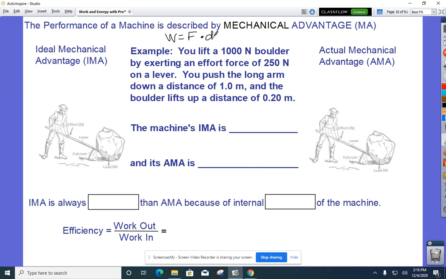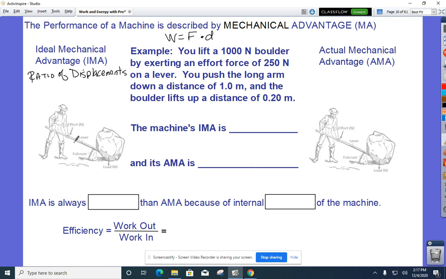You see that there's two portions of work. There's a force and a displacement. Well, ideal mechanical advantage is a ratio of the displacements. You might even just say distances, since the displacement and the distance would be in the same direction there. But yeah, it's a ratio of distances.